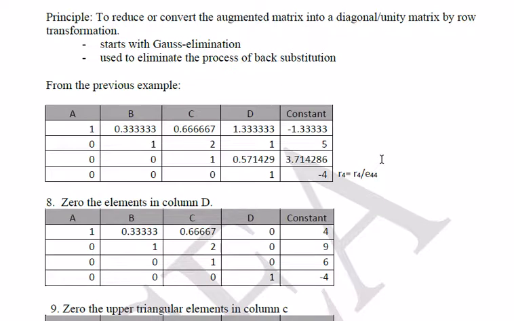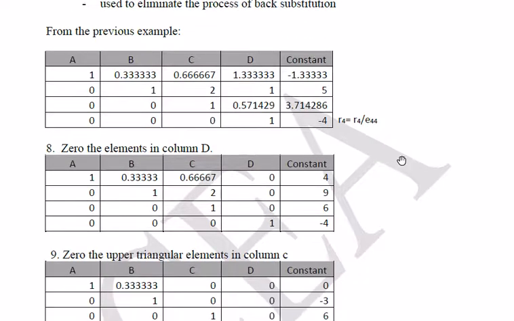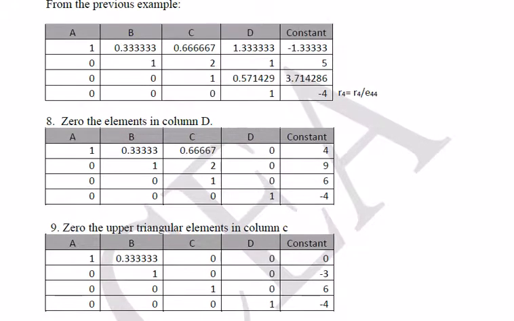Our first step, since we already have this matrix derived using Gaussian elimination, is to zero in all the elements here in column D. So we have to make all the elements above this diagonal element in D into 0. And how do we do that?